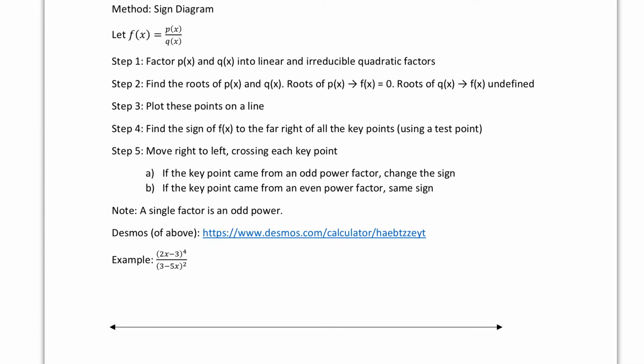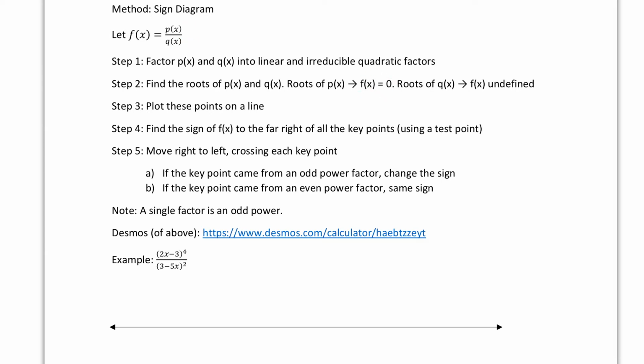Step 1 is you need to factor p of x and q of x. So p and q have to be fully factored, like the polynomial we were looking at above. It has to be completely factored. Step 2, you look for all the roots of p of x and q of x. Now, p of x, which is the top, if it gives you a root, that's where f of x, of course, is 0.